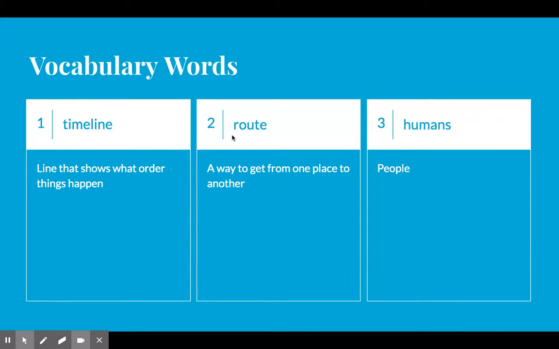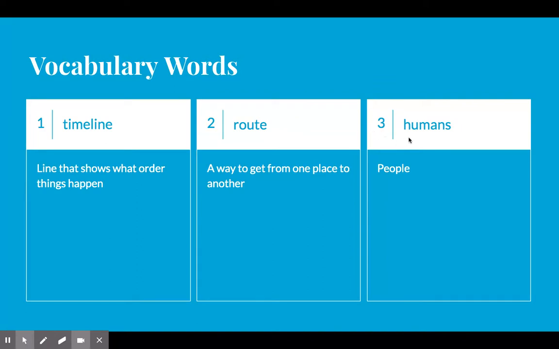Number 2, the word is route. Route is a way to get from one place to another. So a route could be a road or a path, or it's the line that people take if they're going from one place to another place.